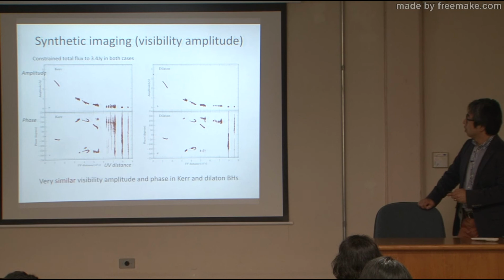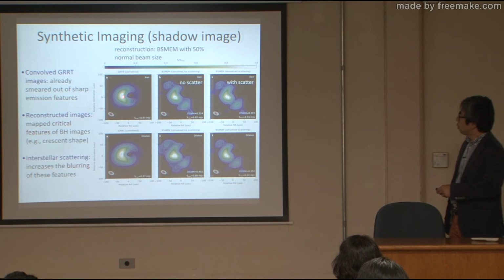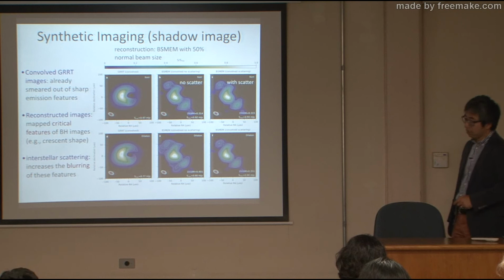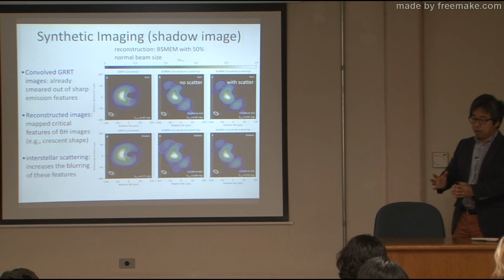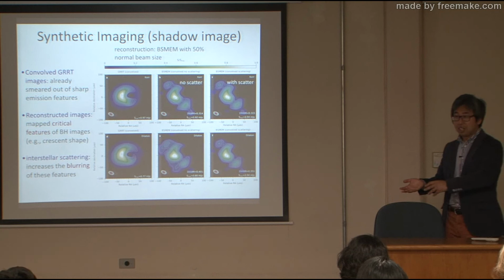Based on this GRRT image, maybe you can see it more clearly above. This is already smeared out, but we also show some contours for both of them. Based on this, the shadow size is a little bit smaller compared to the above, but the emission regions are very similar. If we consider a reconstruction image, we take this convolved image, make the visibility data set, pick up the UV plane information, and then reconstruct again to make the radio telescope image.